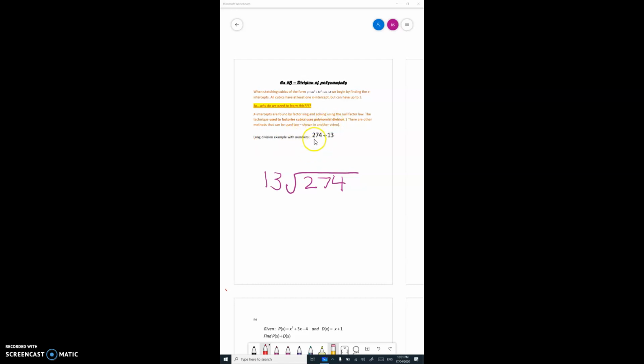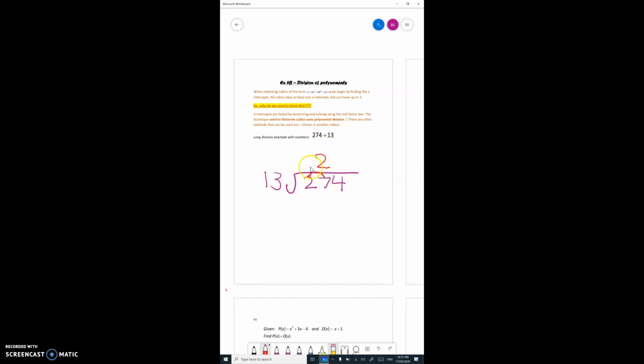So here we have this question, 274 divided by 13. So we set it up like this, 274 divided by 13. And we say, does 2 go into 13? No. So then we say 27. How many times does 13 go into 27? It goes in twice. So we write 2 up the top.